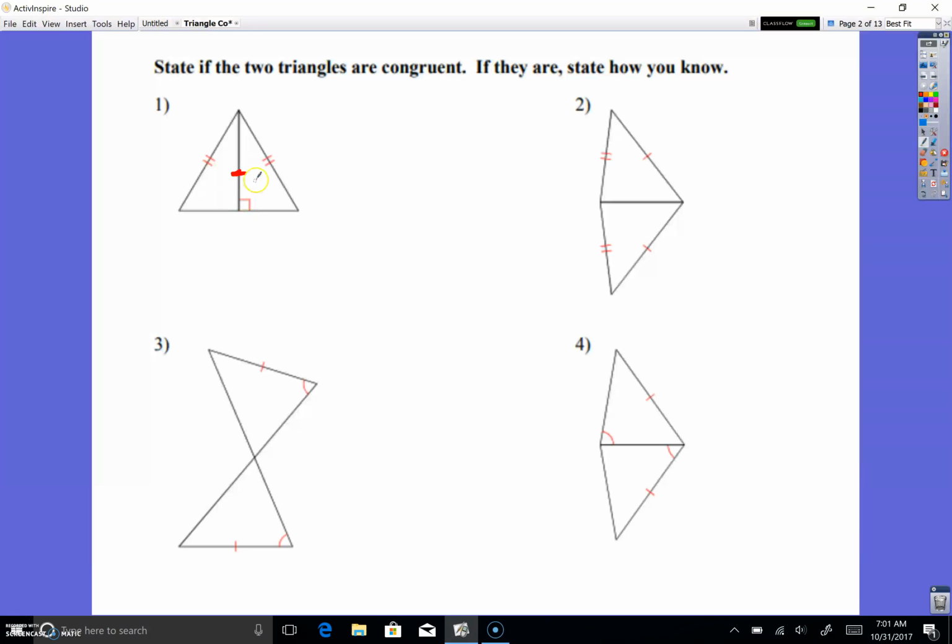If we look at it, we have a side-side angle. Side-side angle is not a condition for congruency, but remember this is a right triangle. So for a right triangle, this is one of the exceptions. This is the hypotenuse right here, and this is the leg. This is a right triangle, so because of HL, it is congruent. So we're going to say congruent. And how do you know? HL.